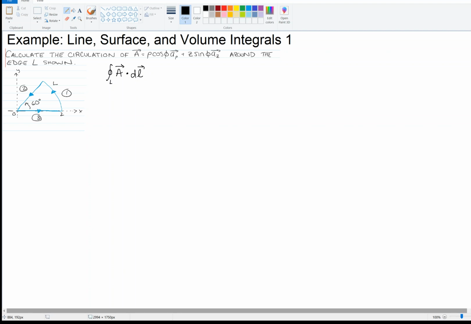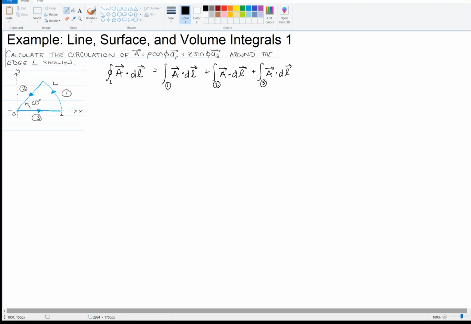And you see in the figure that I've labeled the 3 segments. There are definitely 3 different segments there, and I've labeled them 1, 2, and 3, and I've circled them. And so if we want to calculate this integral around this closed path or this closed contour, what I can do is find the integral for piece 1 of A dot dl, plus, of course, the second piece of A dot dl, plus the third piece of A dot dl.